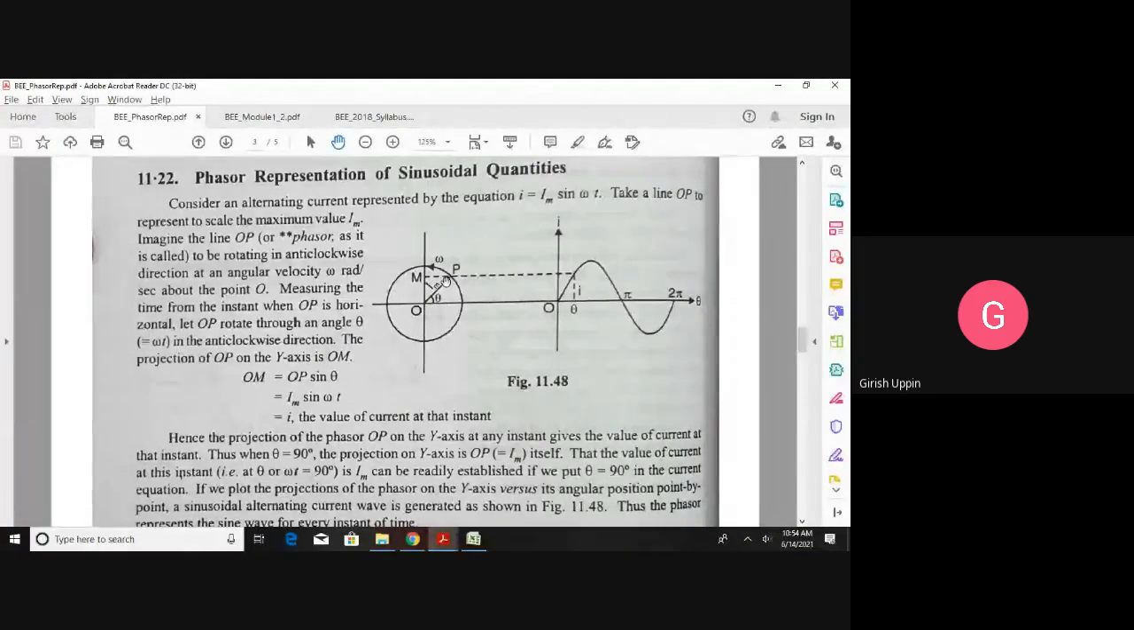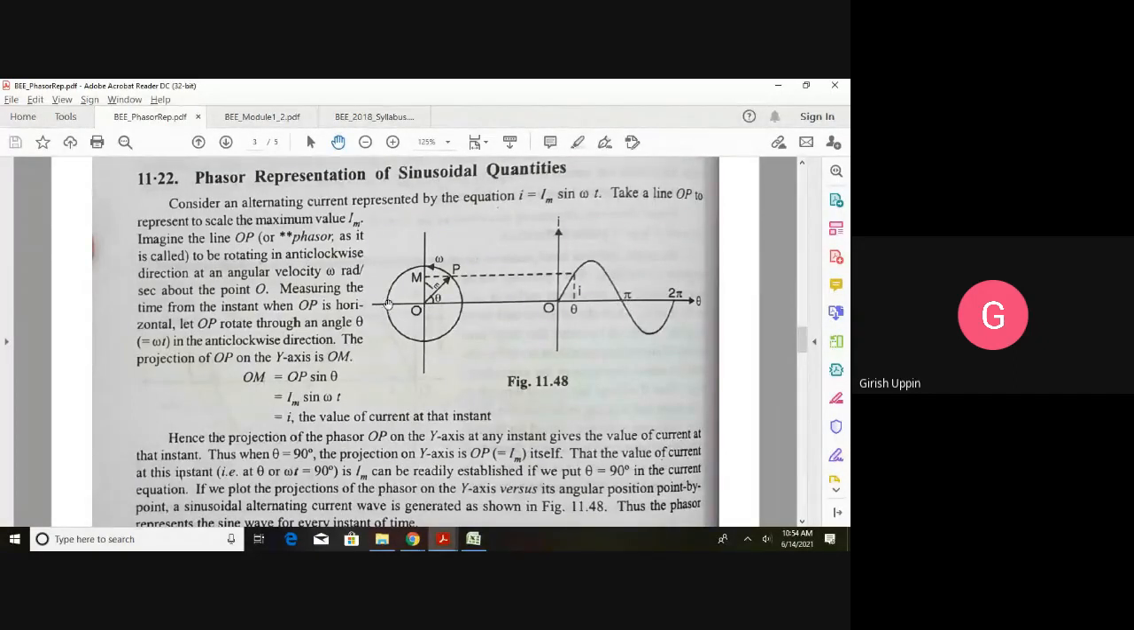Now assume this phasor comes to 90 degrees. When it is at 90 degrees, it makes a projection that is the peak value. Then it goes on the other side, and you can see the projection would be like this. When this phasor becomes 180 degrees, meaning OP is here, what is the projection? Again 0.